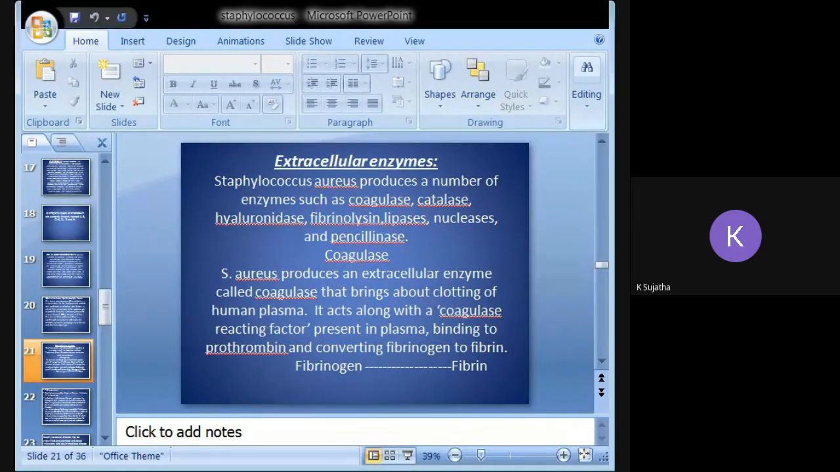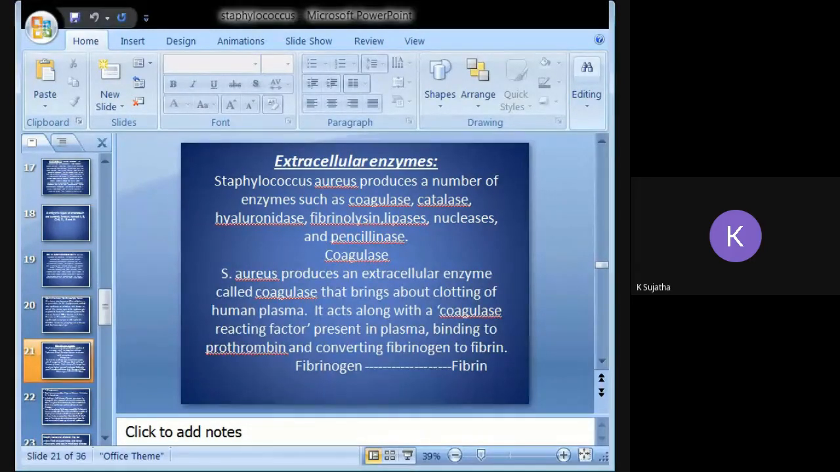Understood? So these are the types of extracellular enzymes: coagulase, catalase, hyaluronidase, fibrinolysin, lipase, nucleases, and penicillinase. These are all enzymes of Staphylococcus aureus. Understood? How many types of enzymes are present in Staphylococcus aureus?